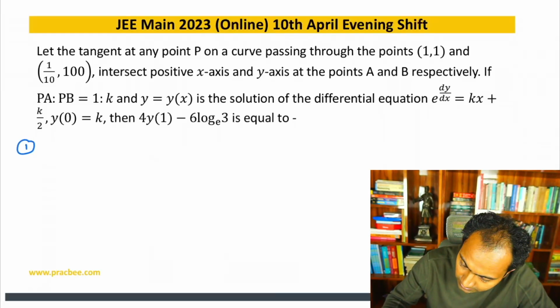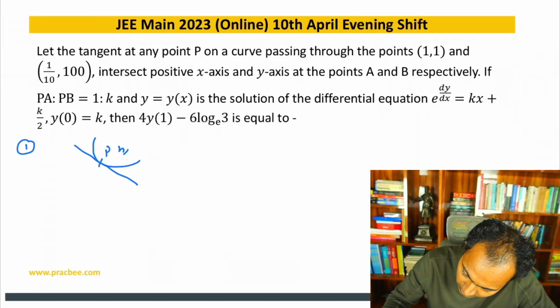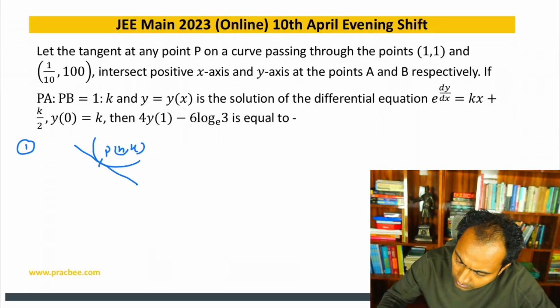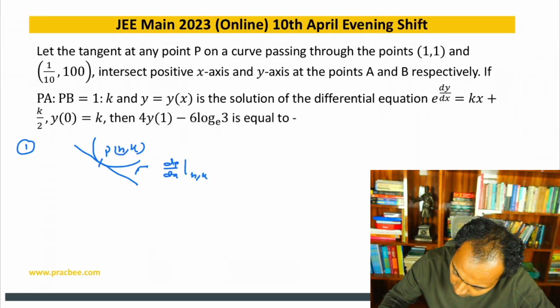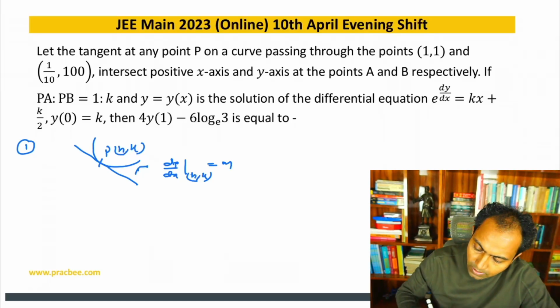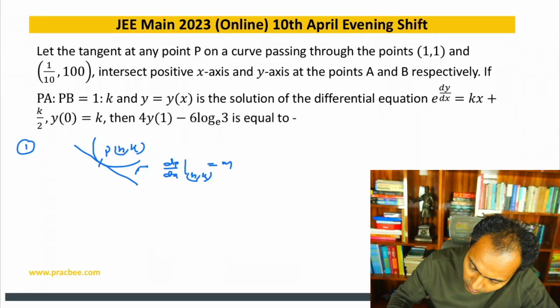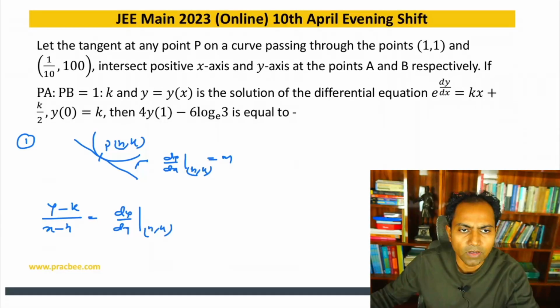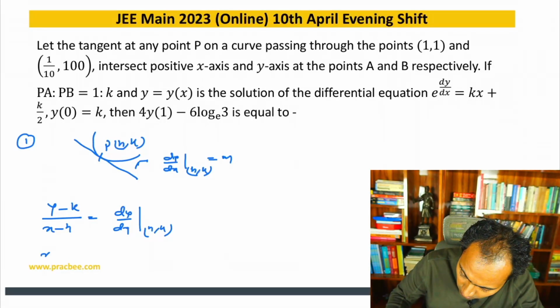In the first part, there is a curve on which we have drawn a tangent at a point P. Let us consider this point as h comma k. Ultimately, I will substitute h by x and k by y. The slope of this tangent, dy by dx at h comma k, will become the slope of the line. If I want to write the equation of this tangent, it is y minus k by x minus h is equal to dy by dx at h comma k. Moving further, I can put x equal to 0 and get the value of point B.